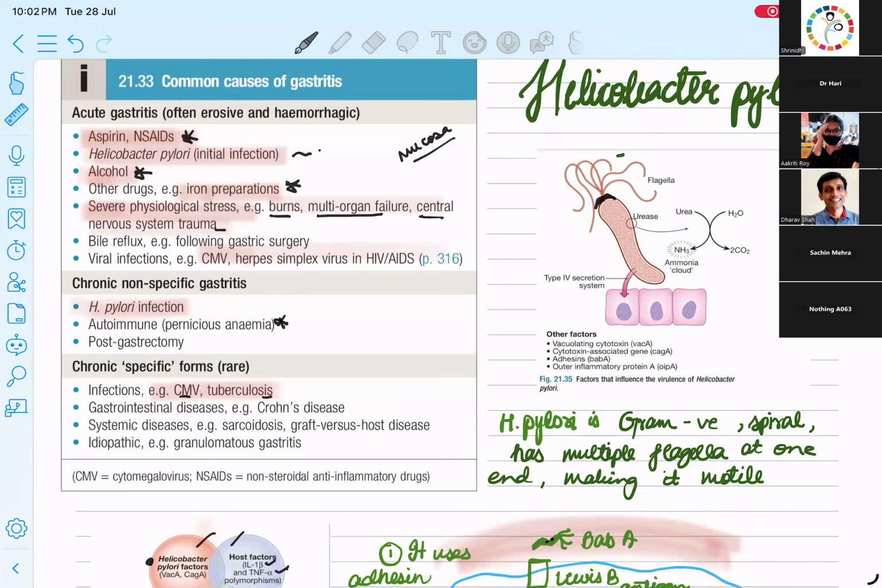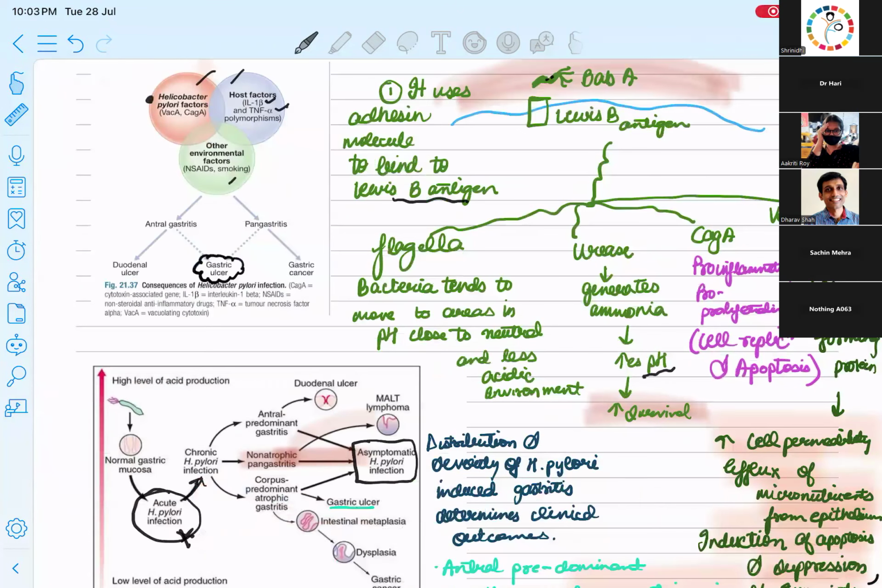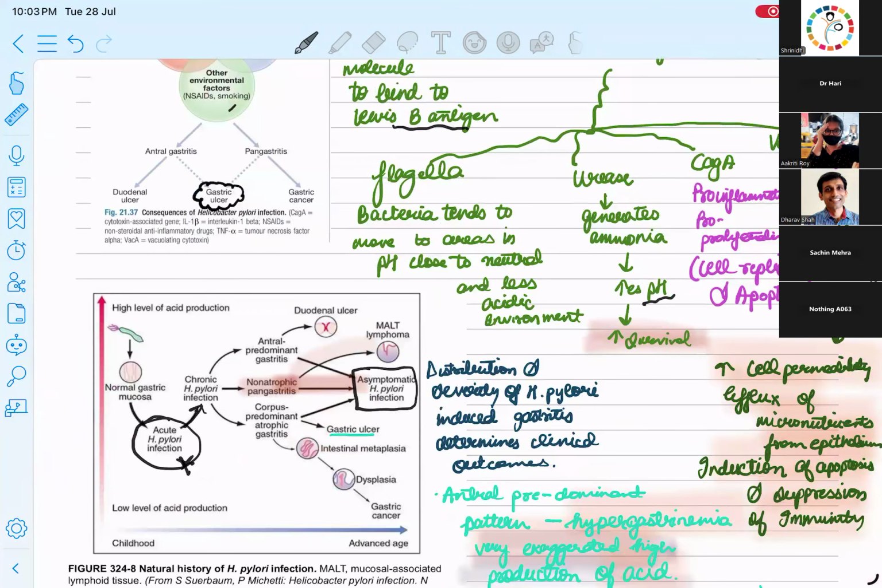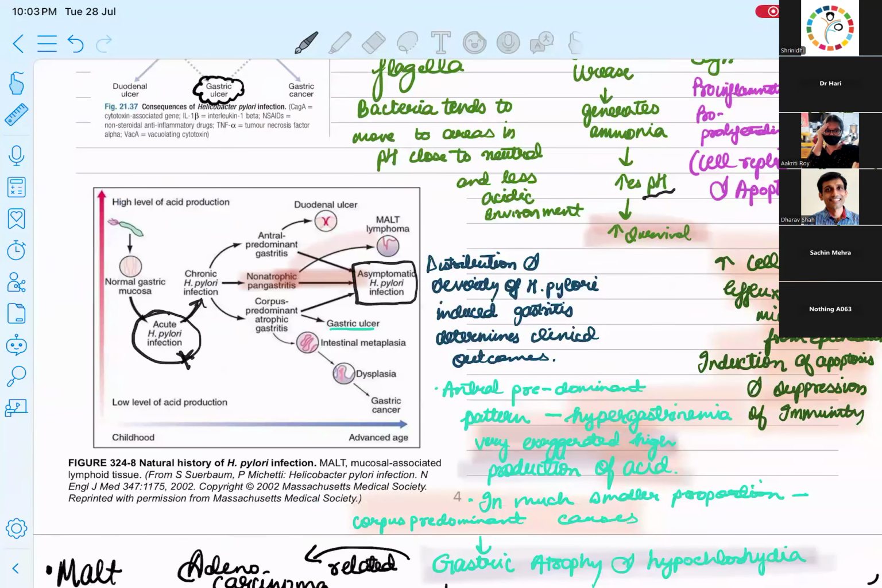Once there is chronicity of H. pylori, it can go two ways. One is an antral predominant gastritis, another is a pangastritis. So what is an antral predominant gastritis? Around 15 to 20% of all patients with chronic H. pylori infection will have an antral predominant gastritis, where the antrum is the one that is mostly involved in H. pylori colonization.